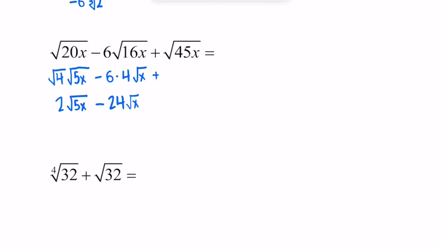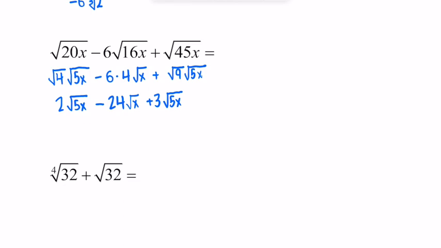Our last one, 9 is a perfect square that goes into 45. So we have the square root of 9, and 45x divided by 9, we would have 5x. The square root of 9 is 3, so this last term becomes 3 square root of 5x.